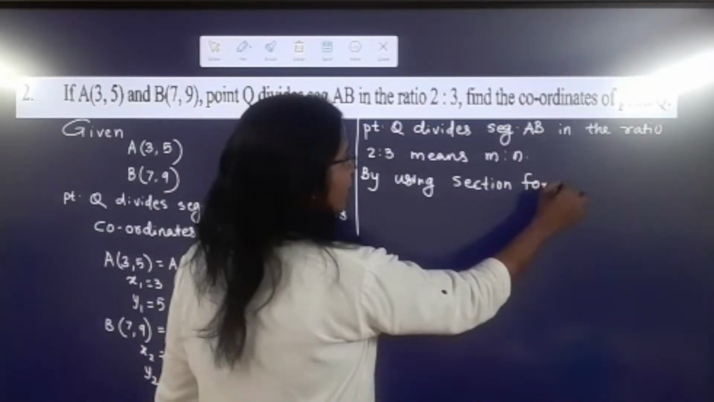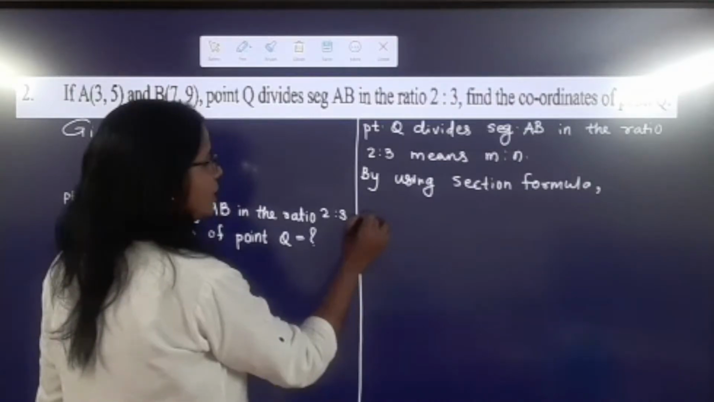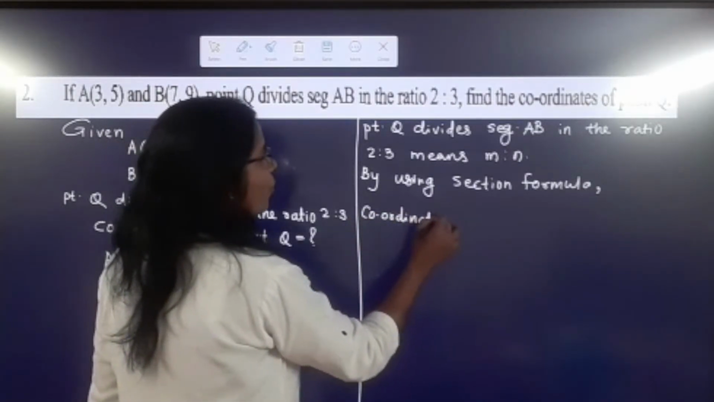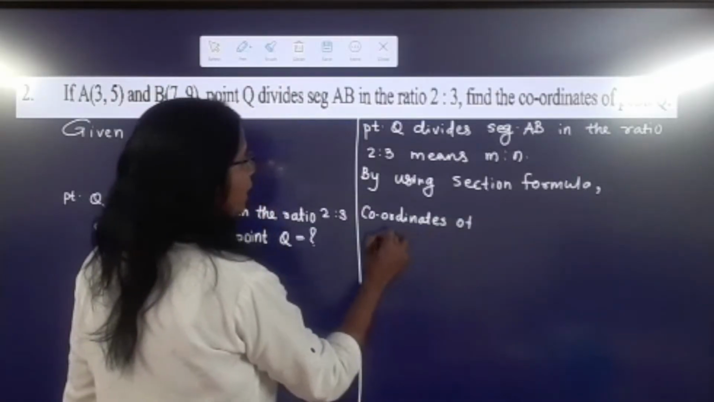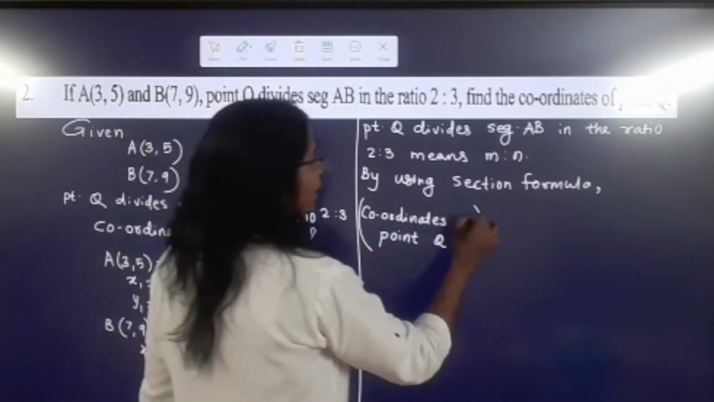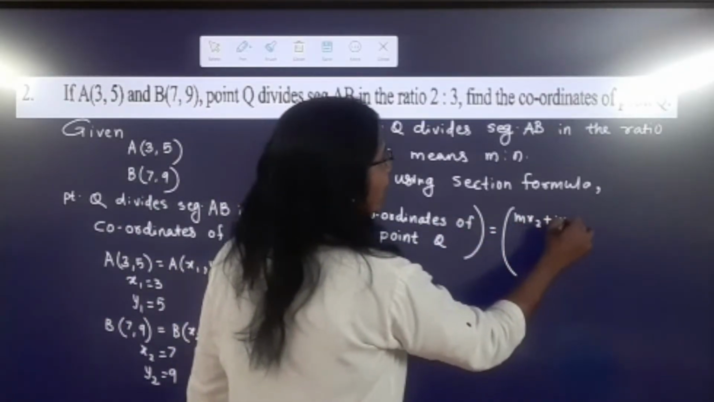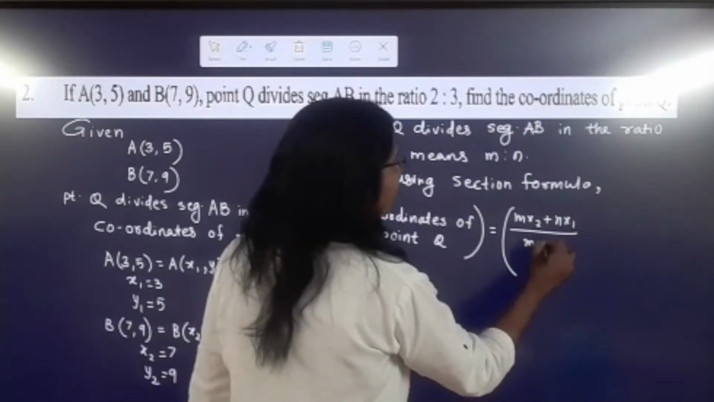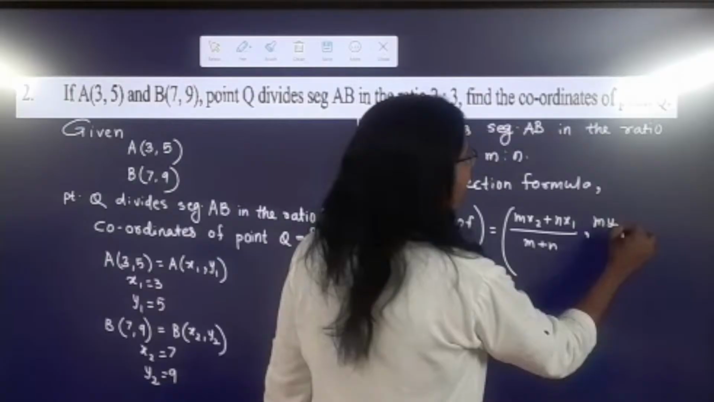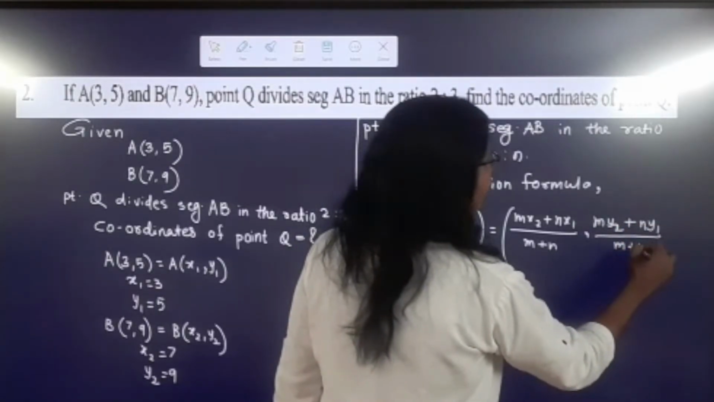Okay, by using the section formula. What is the section formula? The coordinates of point Q are equal to (mx2 + nx1) divided by (m + n), comma, (my2 + ny1) upon (m + n).